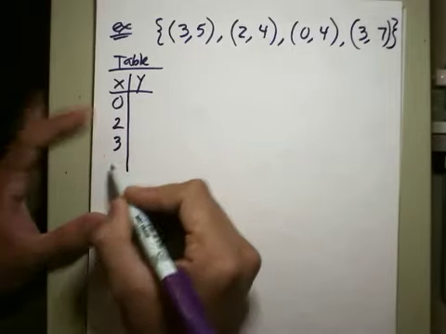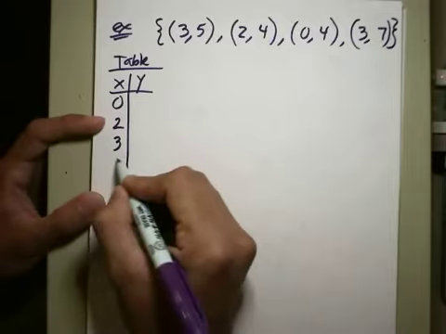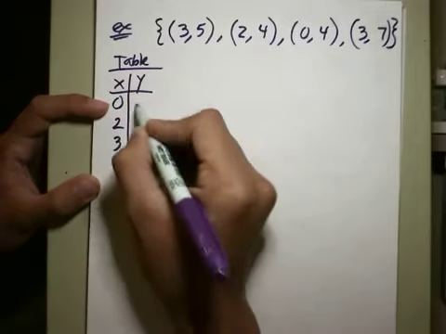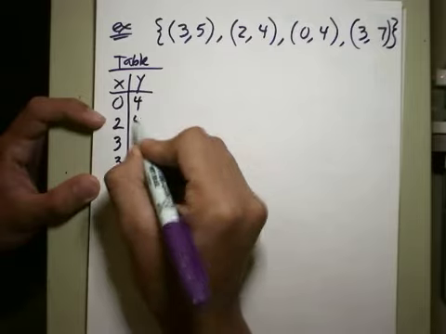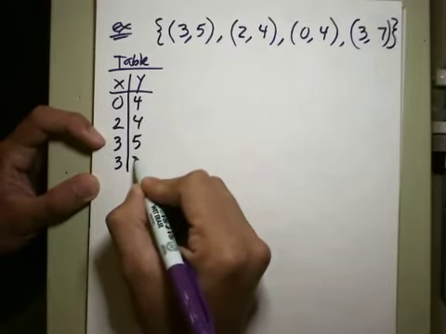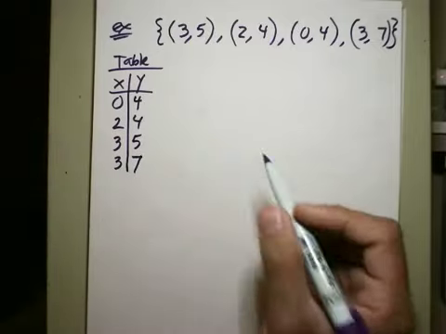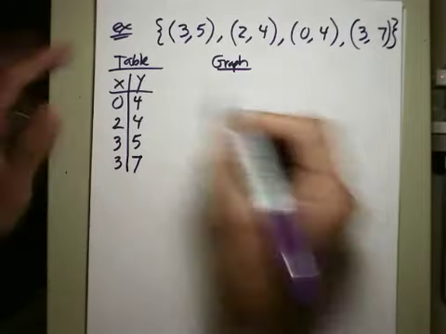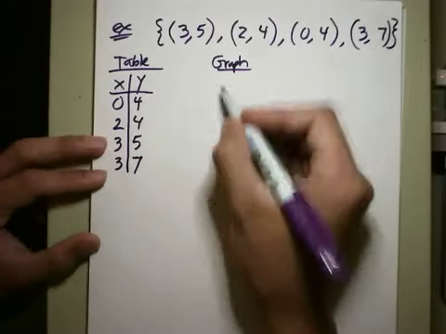Well, I'm sorry, not on the table, but you can actually do it on the table here. That's fine. So it's going to be 3. So here we go. 0, 4, 2, 4, 3, 5, 7, 3, 7. Okay, so that's the table format. And on a graph format, it will look like this.